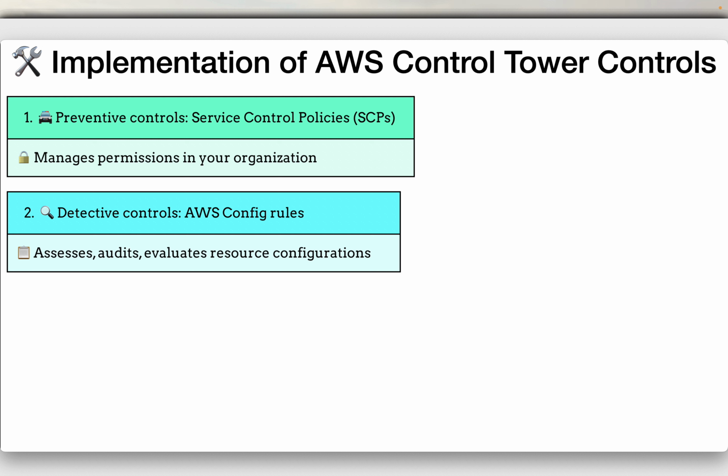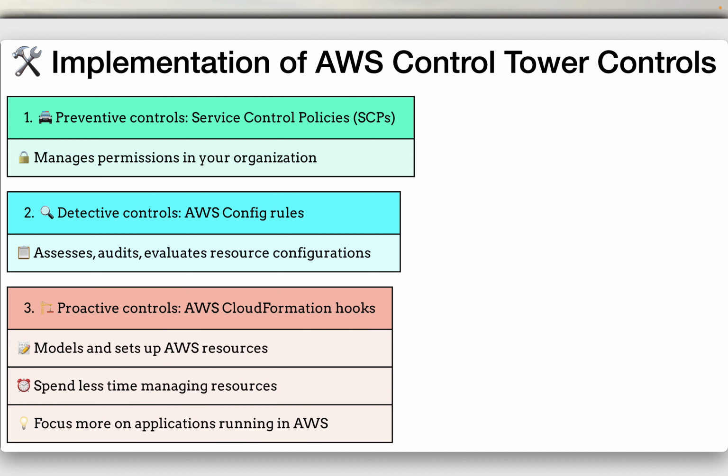Second, detective controls in AWS Control Tower are implemented with AWS Config rules. AWS Config is a service that enables you to assess, audit, and evaluate the configurations of your AWS resources. Then third one, proactive controls in AWS Control Tower are implemented with AWS CloudFormation hooks. AWS CloudFormation is an AWS service that helps you model and set up your Amazon Web Services resources so that you can spend less time managing those resources and more time focusing on your applications that run in AWS.